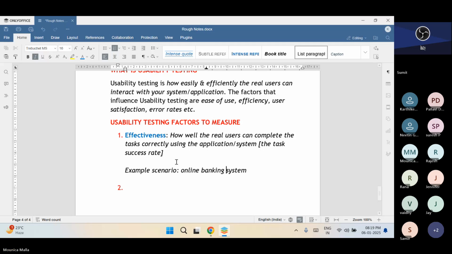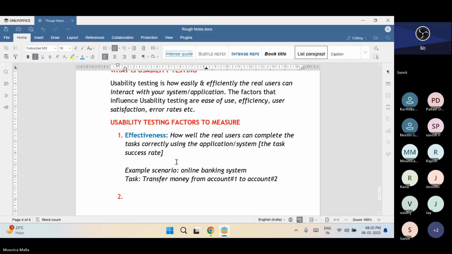So this is one example scenario application. And the task I have is to transfer money from account 1 to account 2. Okay, that is the task I wanted to achieve.